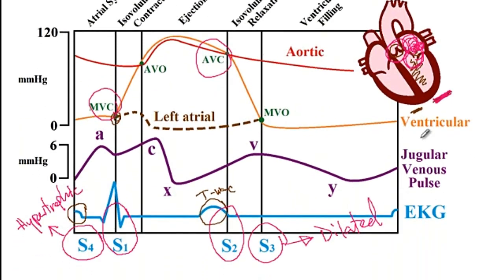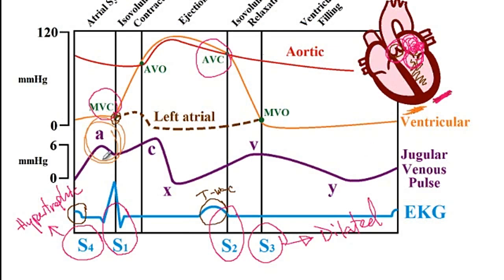And then we have the jugular venous pulse or jugular venous pressure, which is indicative of the hemodynamic changes in the right side of the heart. So what happens is that the jugular vein empties into the superior vena cava, which empties into the right atrium. So any changes in the pressure of the right side of the heart will affect the jugular venous pressure.